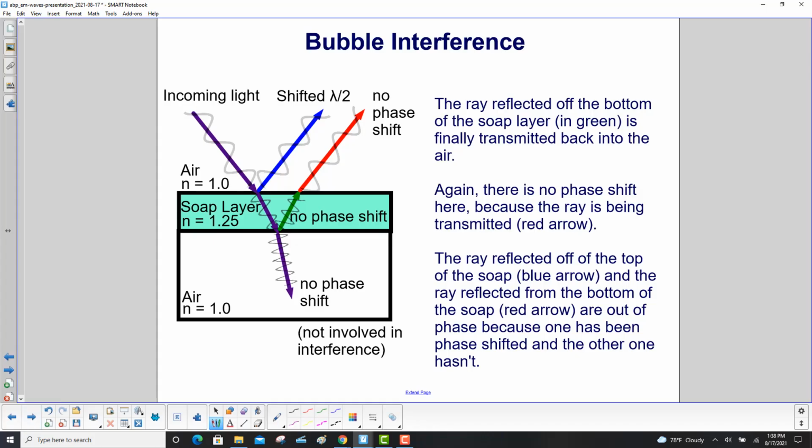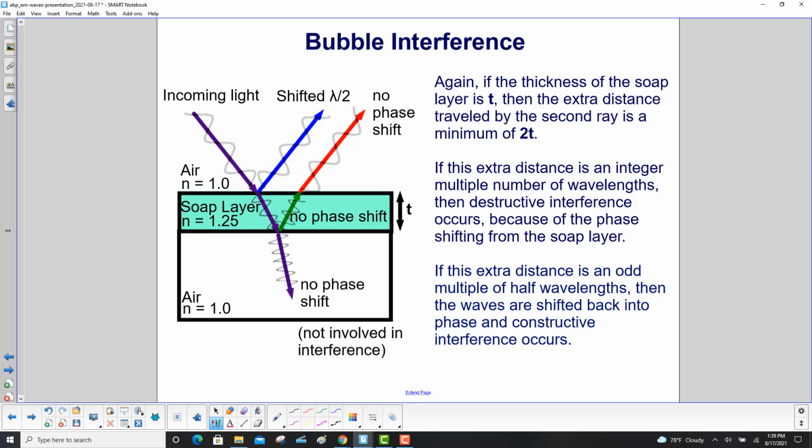The ray reflected off the bottom of the soap layer in green is finally transmitted back into the air as the red arrow. Again, there is no phase shift here because the ray is being transmitted. So the ray reflected off of the top of the soap, the blue arrow, and the ray reflected from the bottom of the soap, the red arrow, are out of phase because one has been phase shifted and the other one has not.